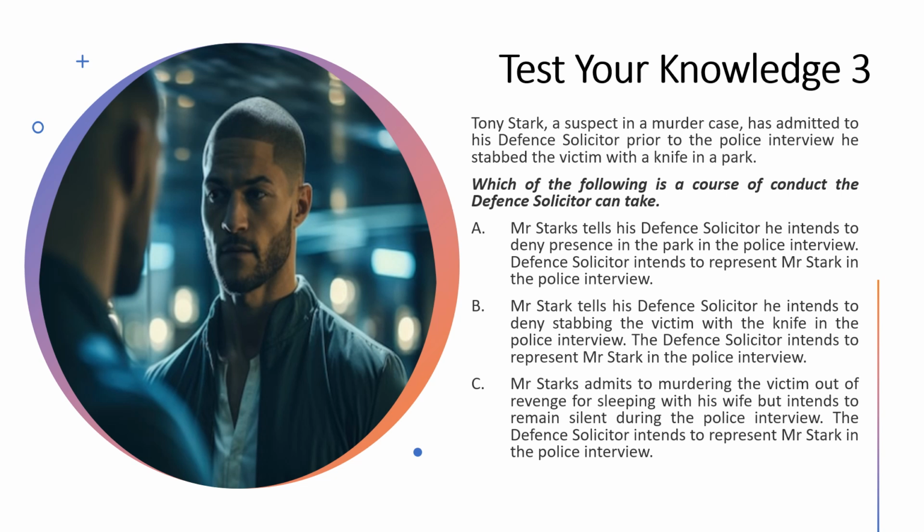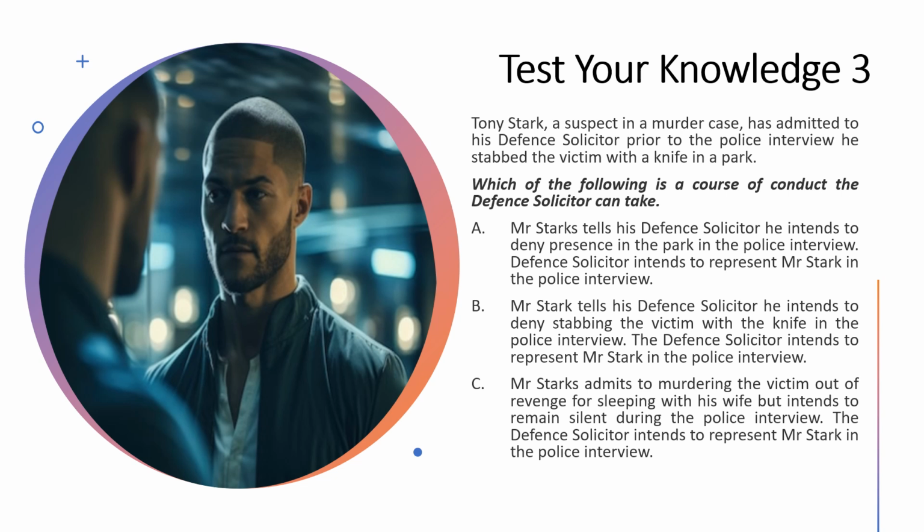Tony Stark, a suspect in a murder case, has admitted to his defence solicitor, prior to the police interview, that he stabbed the victim with a knife in a park. Which of the following is a course of conduct the defence solicitor can take? A, Mr. Stark tells his defence solicitor he intends to deny presence in the park in the police interview. The defence solicitor intends to represent Mr. Stark in the police interview.